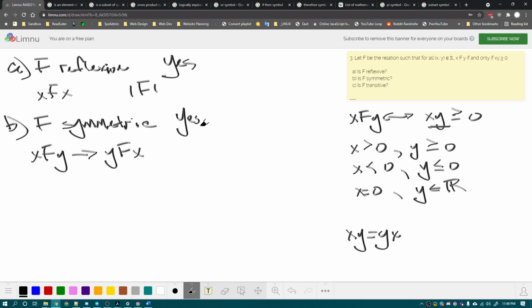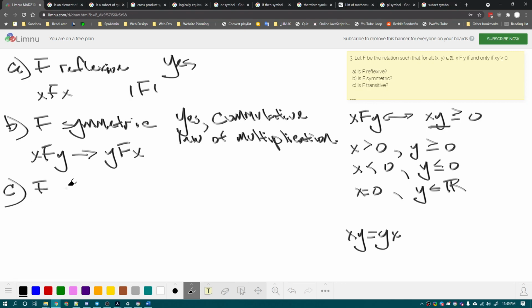And if I was pressed for a reason, I might say the commutative law of multiplication. And that is just the fancy way of saying that it doesn't matter what order you multiply things in. And our last question is, is f transitive? This is the hard one of this problem. It's kind of a gotcha.